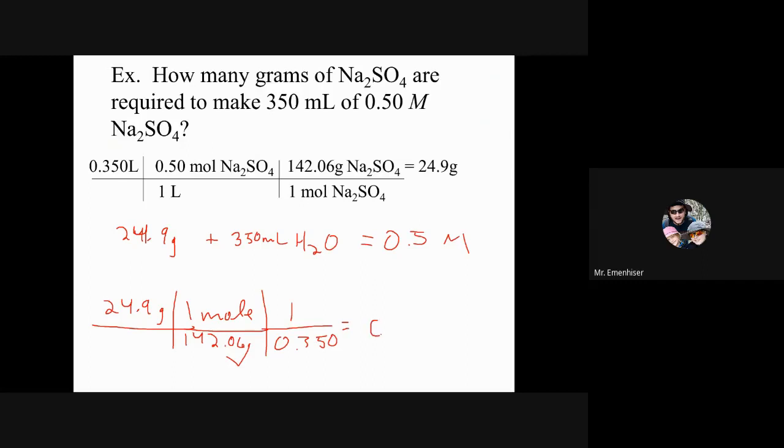Well, hallelujah. All right, so I'm just back checking my work. So if I have 24.9 grams of sodium sulfate and I put it in 350 milliliter solution, for sure we get 0.5 molar solution, or half a mole in every liter of that solution. Awesome. I like this stuff.